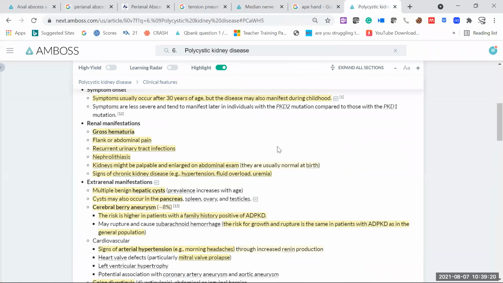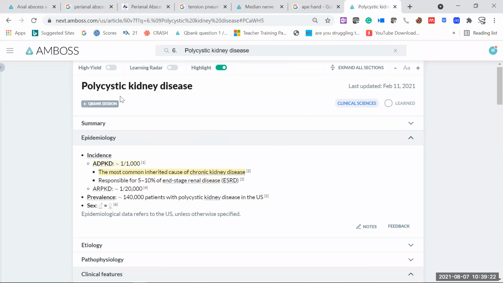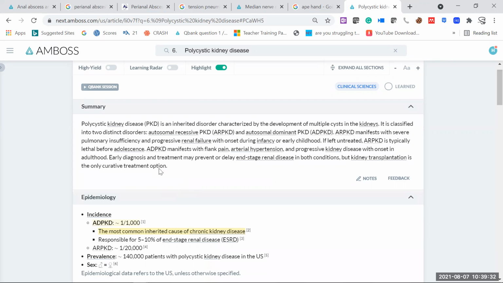So as the word indicates, polycystic kidney disease, you can think there must be too many cysts inside the kidney that can lead to polycystic kidney disease. And if we look at a summary of this one, polycystic kidney disease is an inherited disorder characterized by the development of multiple cysts. So it can be an autosomal dominant disorder, or it can be an autosomal recessive disorder. Depending upon the gene presentation, it is classified into two.